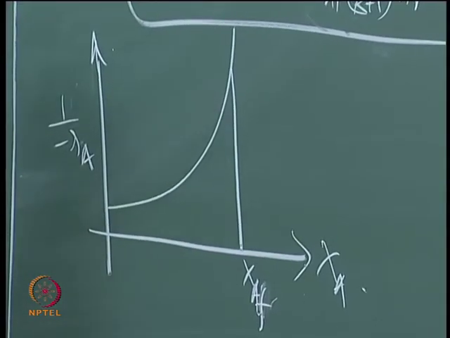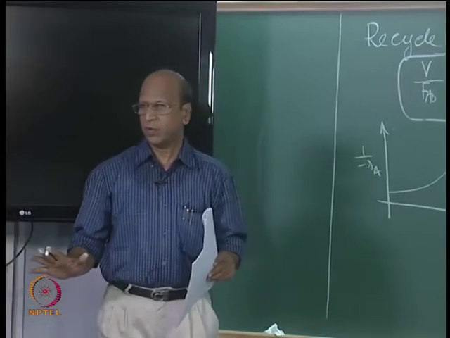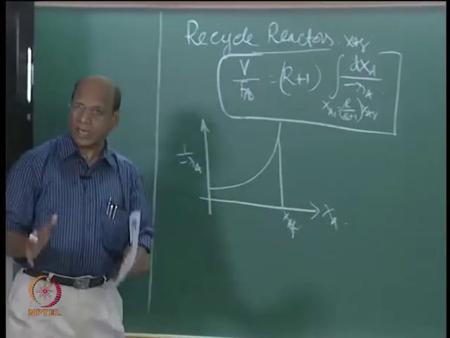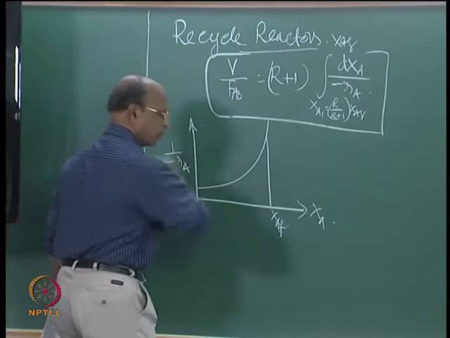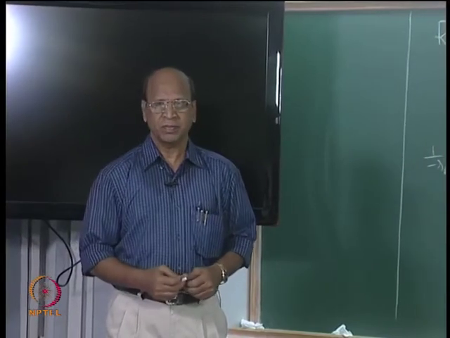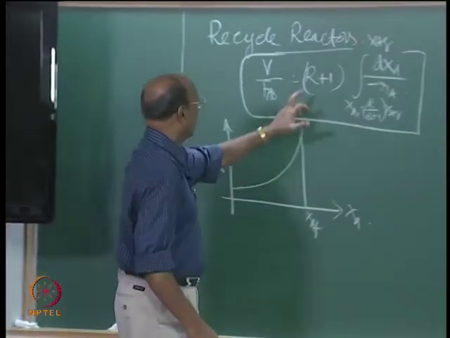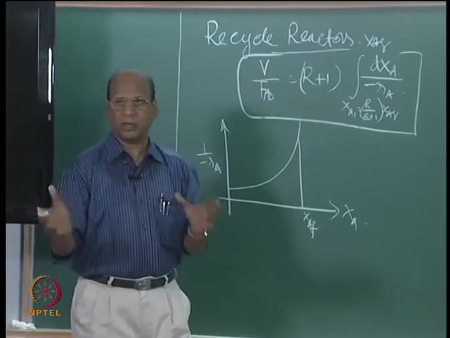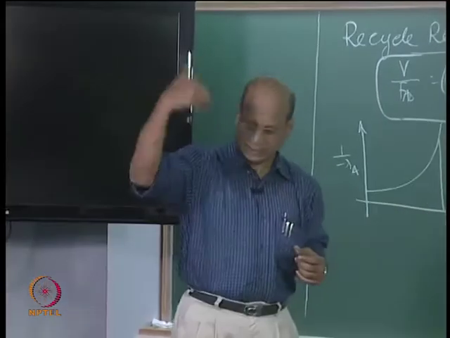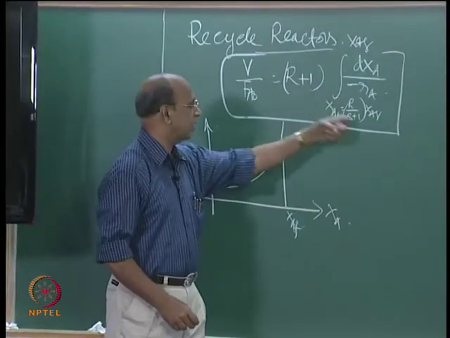Now, what area do I have to take here? If it is only R equal to 0, what is the area you take? Area under the curve. If I have V by F A naught equal to the integral of dX A by minus R A, that is for ideal plug flow, then I take this entire thing. But now it is not that. It is somewhere in between those two, correct? The two extremes we can easily imagine because you have already done them, but this recycle reactor creates products and reactants mixing together and then entering. So, definitely you will have a value less than mixed flow and, of course, greater than plug flow, because this element is coming in, and then this lower limit.